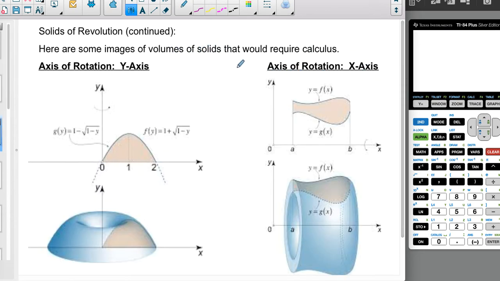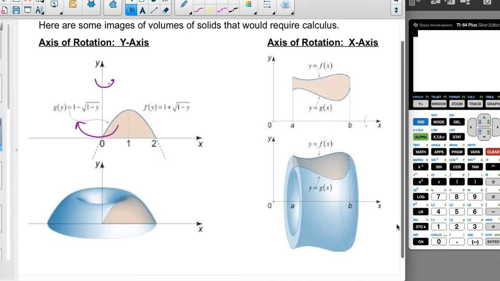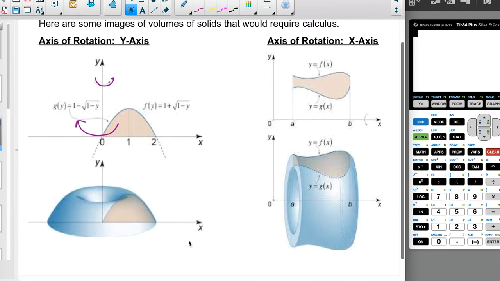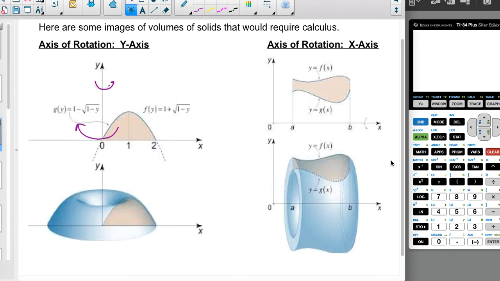Here are some images of solids that we could create, but that would require calculus. If I were to take this mound right here and revolve it around the axis, like this arrow says, same idea, if I revolve this around the y-axis, what I'm going to get is this weird kind of bundt cake shape. I got these images from the interwebs because I don't have the ability to draw these lovely see-through images, but you can see that if you rotate this shape around, you'd get this 3D bundt cake shape, okay?